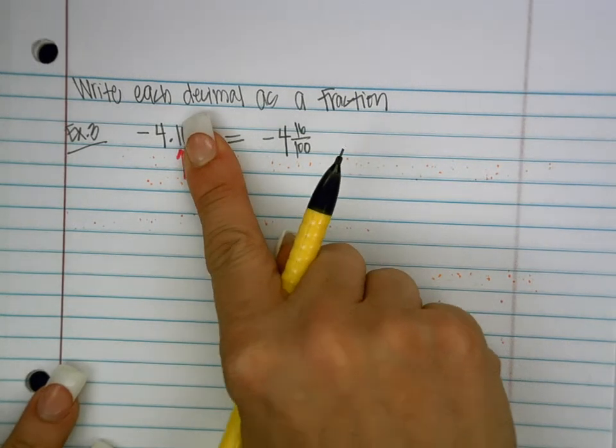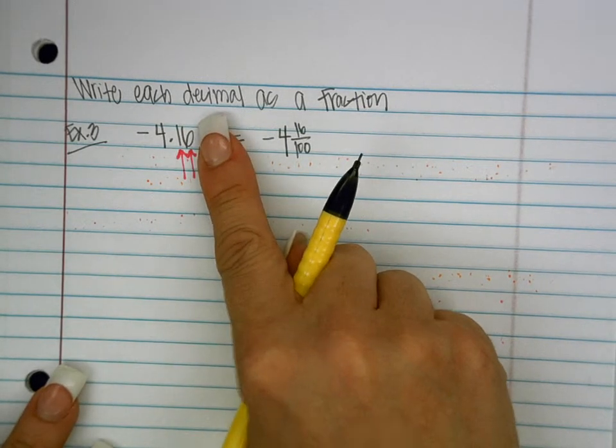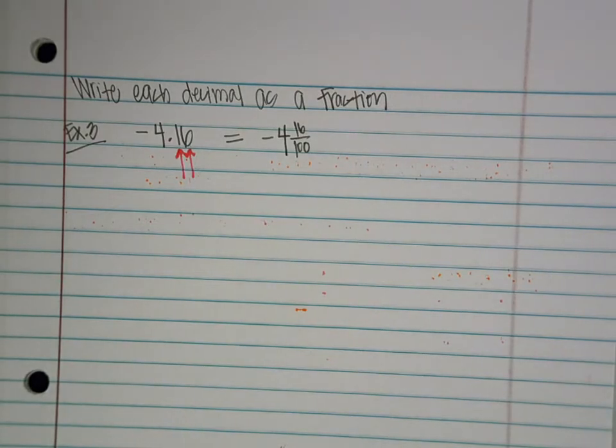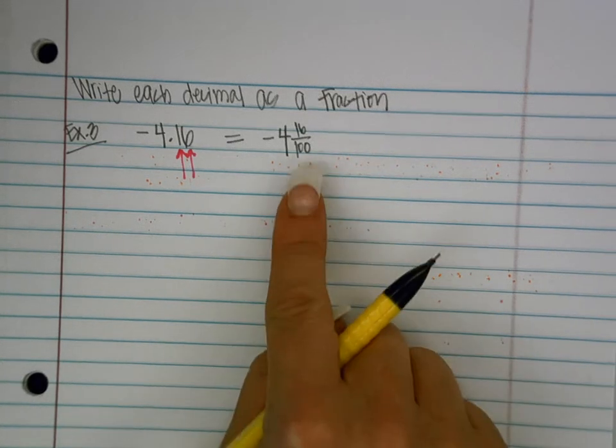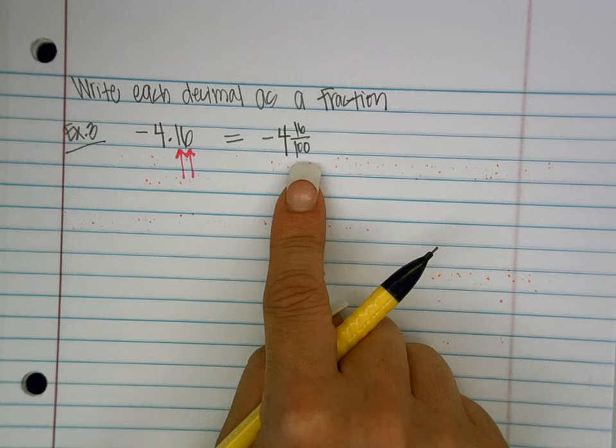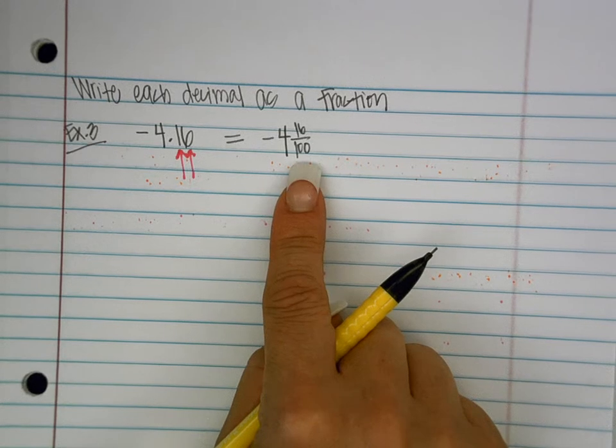10. If there's 2 decimal places, it's over 1 and 2 zeros, so 100. If there was 3 decimal places, it'd be over 1 and 3 zeros, which is 1,000. Okay? So once you get to here, then am I done? No. Why? Blaze, why am I not done? You have to reduce. Okay, so we have to reduce.